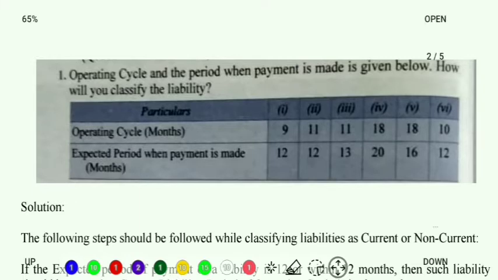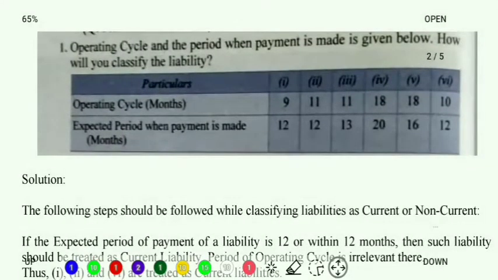Let's read and understand. The question says, the operating cycle and the period when the payment is made is given below. How will you classify the liability? So what is this question all about? This question is about how do we classify a liability as current or non-current.